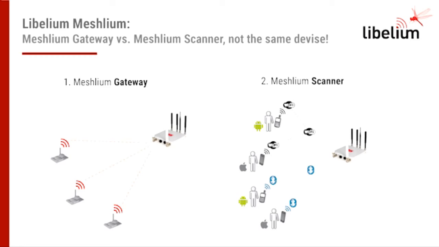And then we have on the right-hand side Libelium Scanner. It's a device which gathers the signals that are sent out from devices with Wi-Fi and Bluetooth. So this webinar is going to be about just the Libelium Scanner device, its technology, and how it becomes an IoT solution for gaining business intelligence.